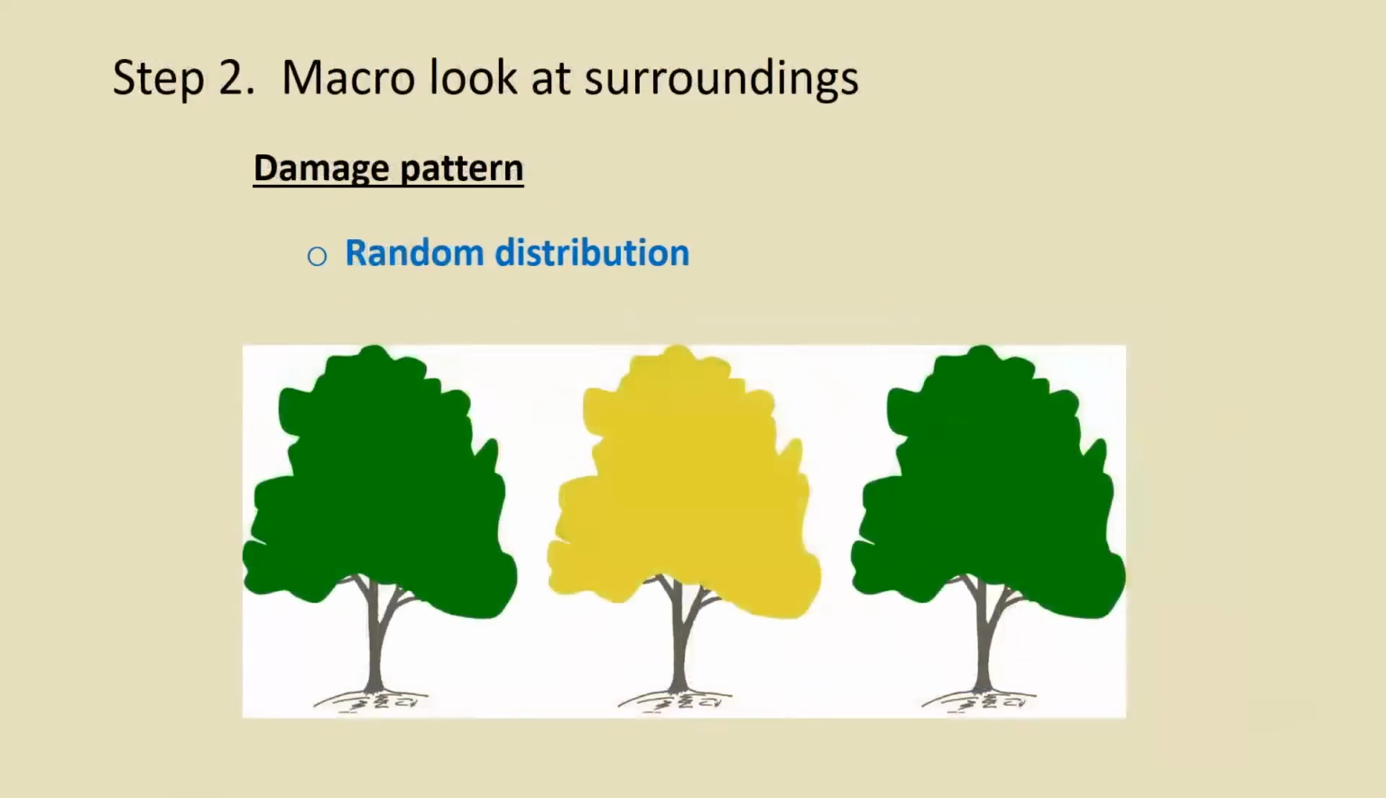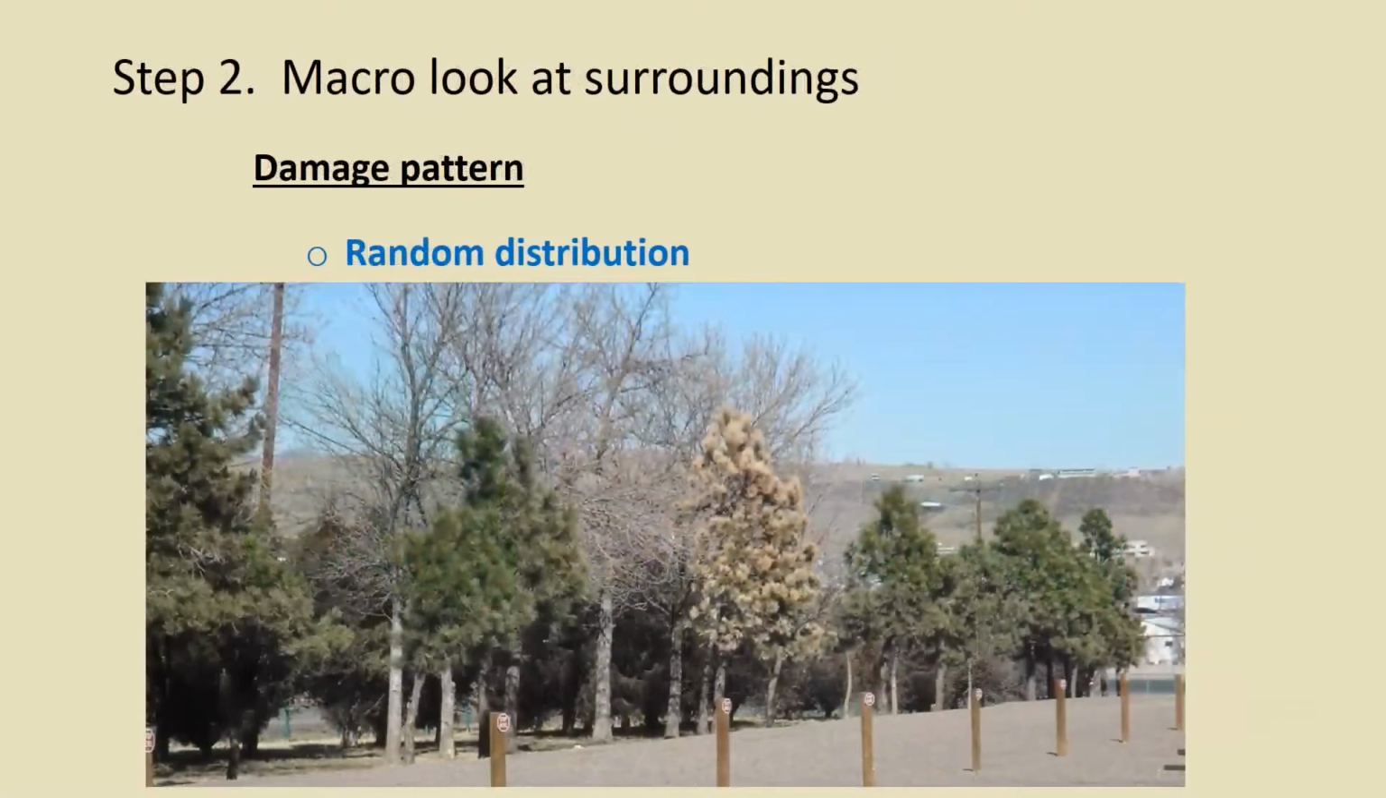So now, what if you find random distribution? So one tree is impacted, but the others are not. That suggests something that is unique to that tree that's not shared by the others. And here's a picture of what this might look like in real life.